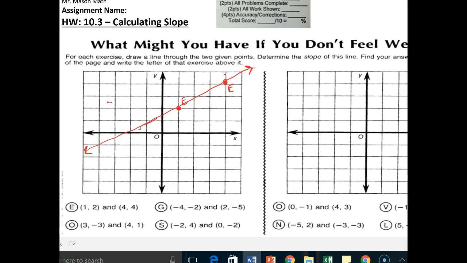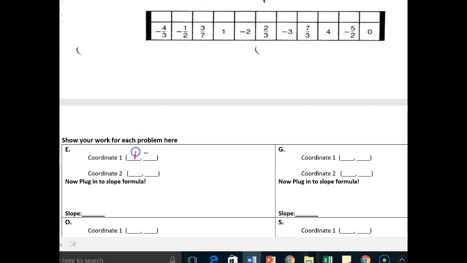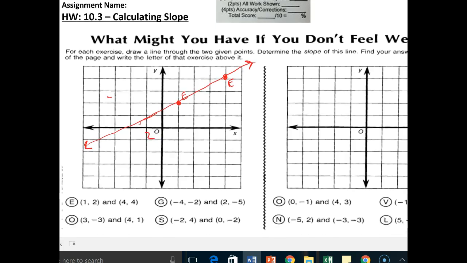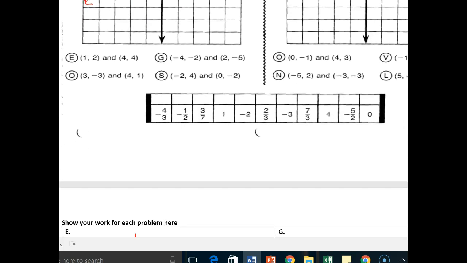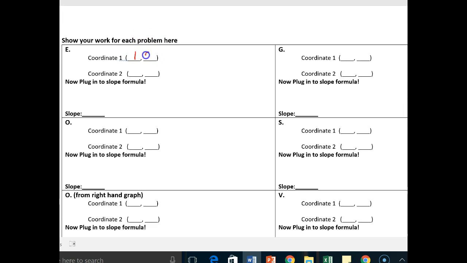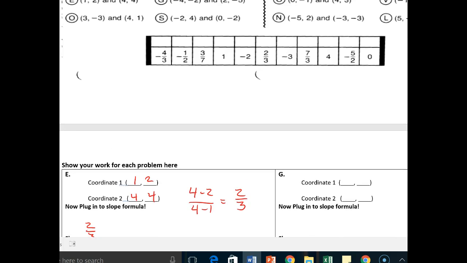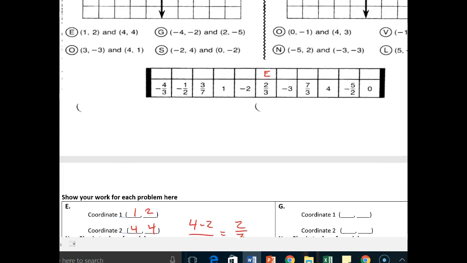All right. So now go over to the back side, and your points were 1, 2, and 4, 4. And use the slope formula. So we want to do 4 minus 2 over 4 minus 1, which gives you 2 over 3, so your slope is 2 over 3. Go to the front, find 2 over 3, and put an E there. And that's one problem done.